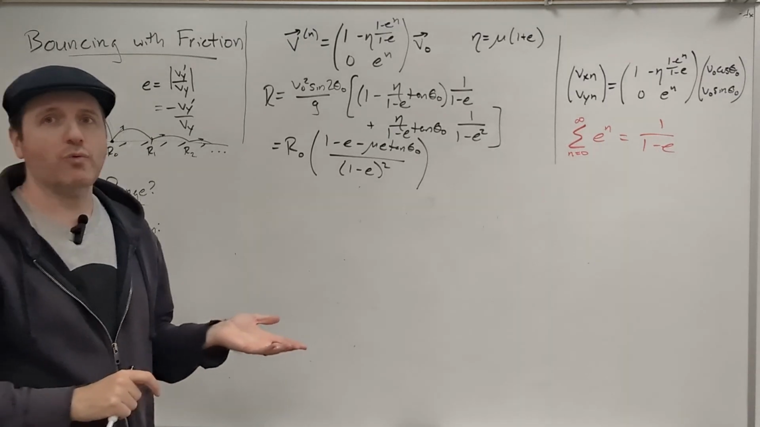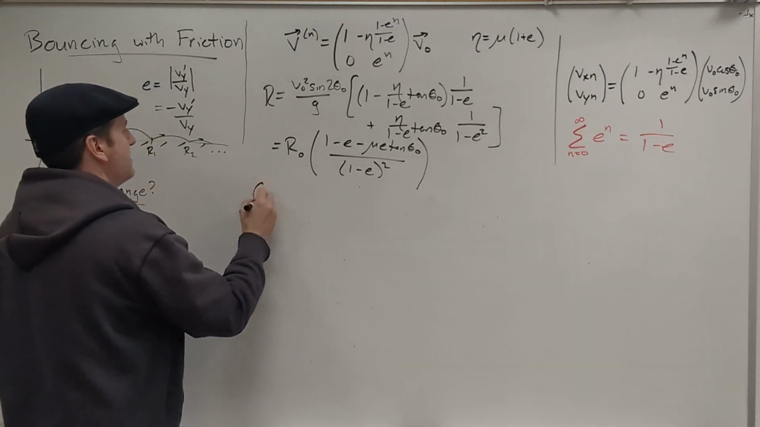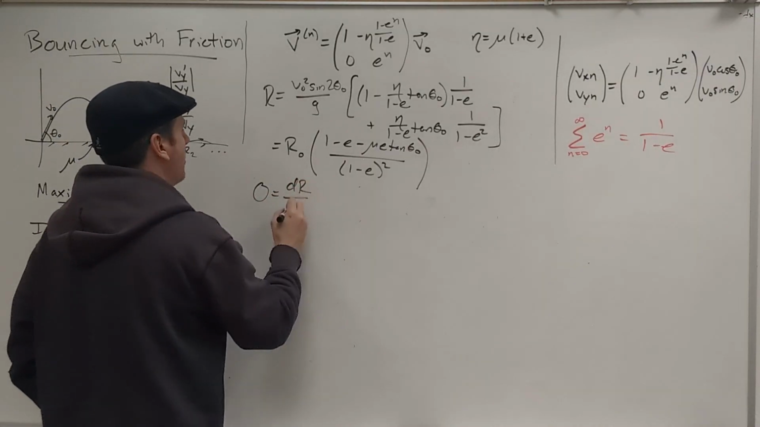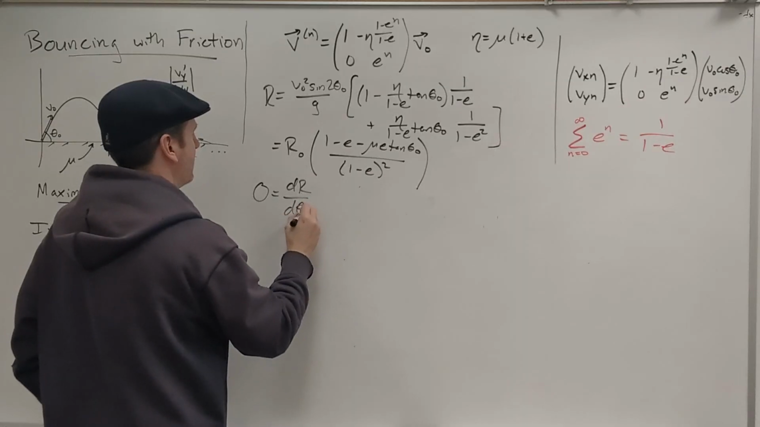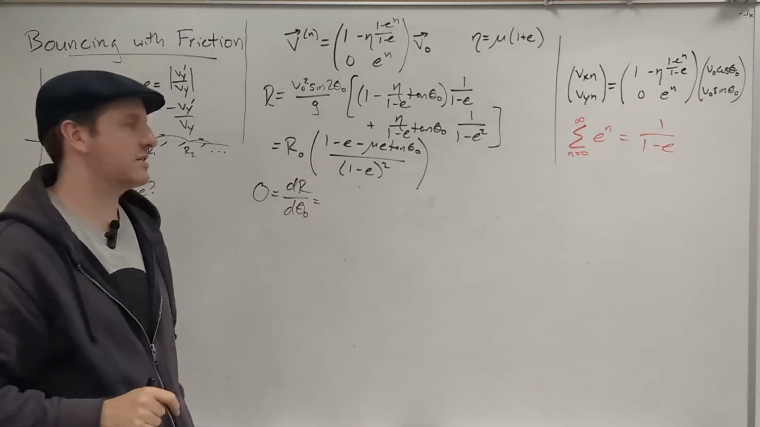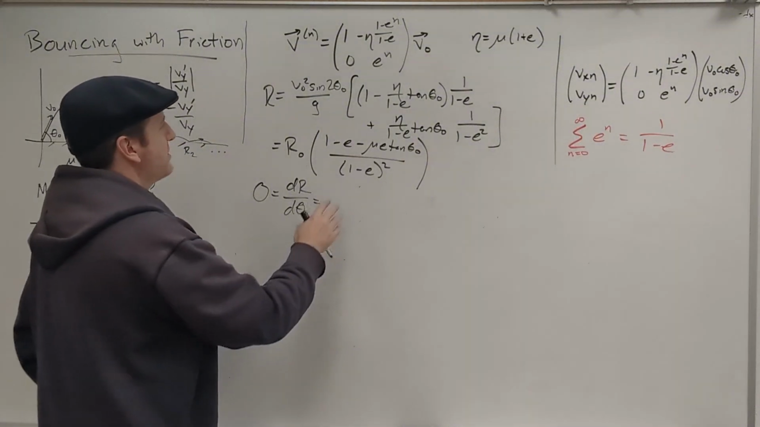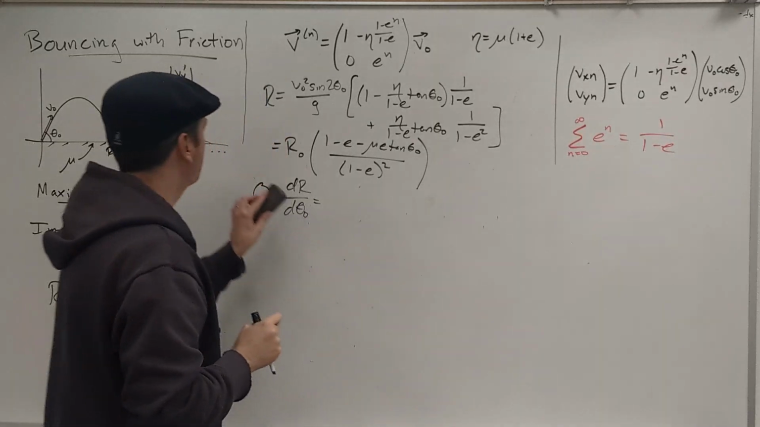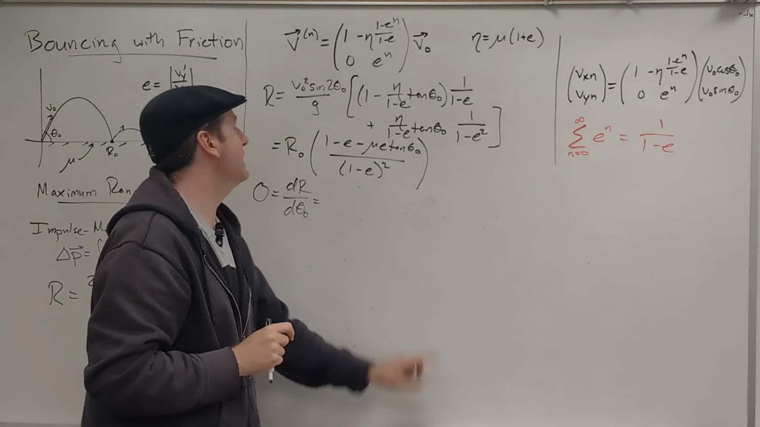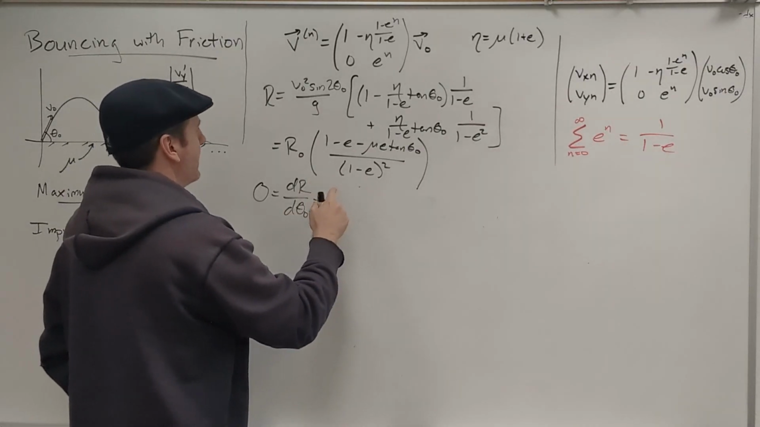As a final step, why don't we go ahead and try to maximize this range? So setting 0 equal to dR d theta naught, just asking what angle maximizes this range, what initial launch angle. We can see that most of this is a constant. Well, not actually all of it. So don't forget that this R naught does have a theta naught hiding in it. So let's see what we're going to get.